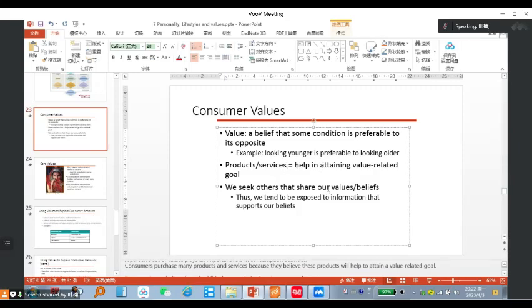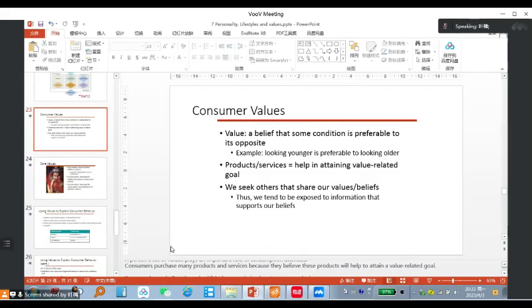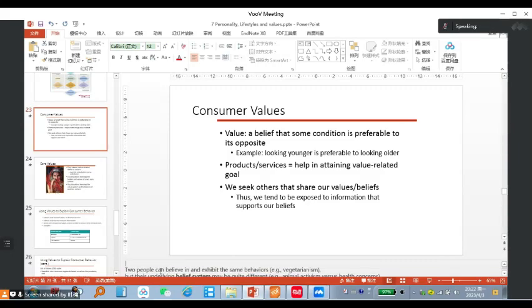And we seek others who share our values and beliefs. And we tend to be exposed to information that supports our beliefs. Two people can believe in and exhibit the same behavior, for example, vegetarianism, but their underlying belief system may be quite different, for example, animal activism or health concerns. The extent to which people share a belief system is a function of individual, social, and cultural forces.